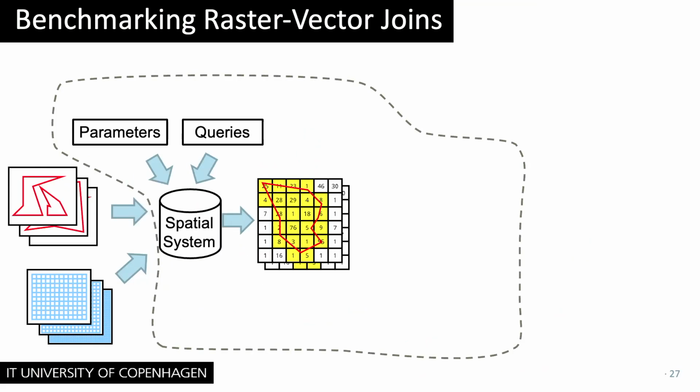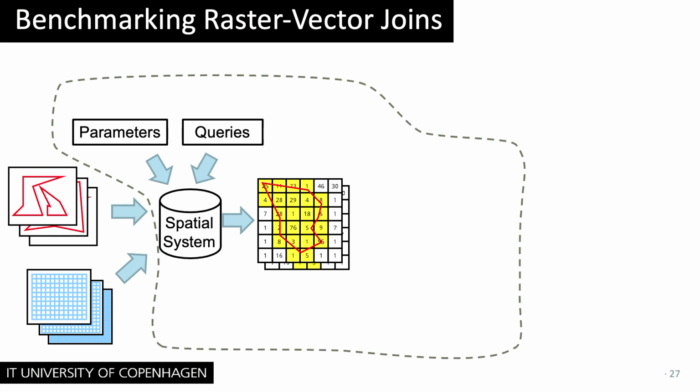Now, to understand this problem better, I worked together with some students to develop a benchmarking framework that allows comparing spatial systems that join raster and vector data. The first step is to select meaningful datasets for the benchmark. So we collected different open raster and vector datasets, analyzed them, and grouped them based on different characteristics.